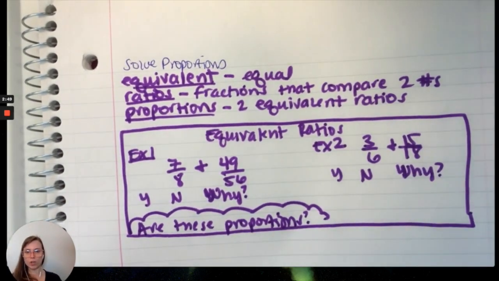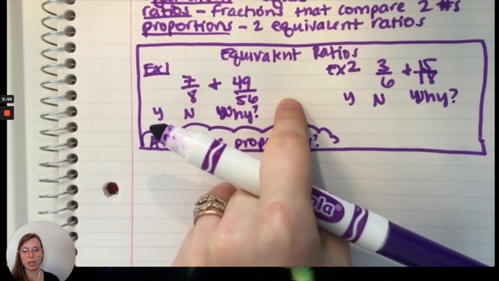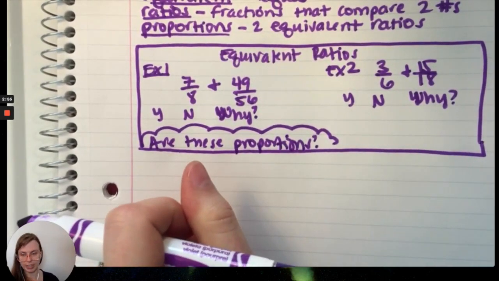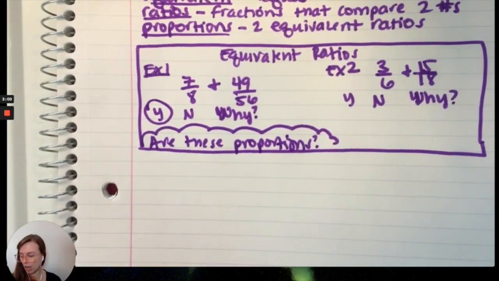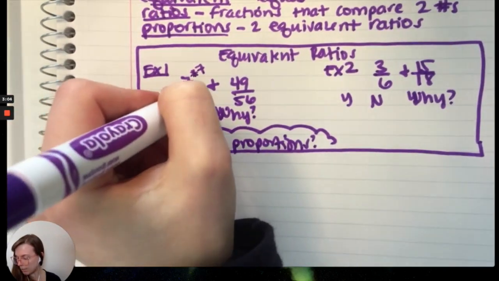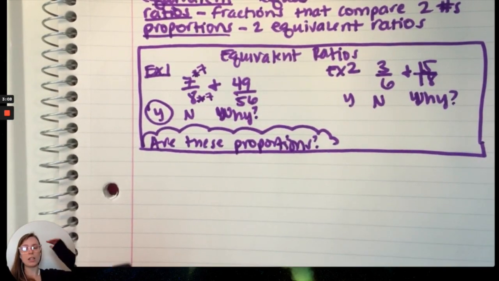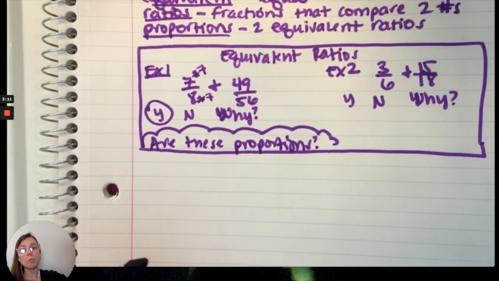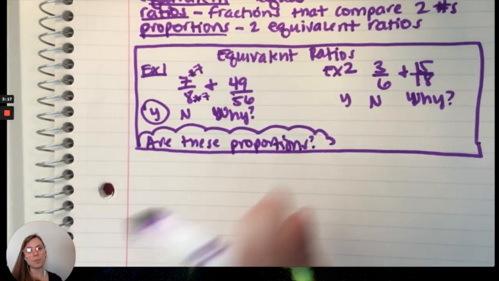Okay, so equivalent ratios. Are these equivalent ratios? Is 7/8 the same as 49/56? Yes. And why? Because 7 can be multiplied by 7, and 8 can be multiplied by 7. And if you multiply by 7 over 7, that's doing the same thing on the top and the bottom. You're really multiplying by 1, which is the multiplicative identity. So I'm not changing the value, I'm just making it look different.